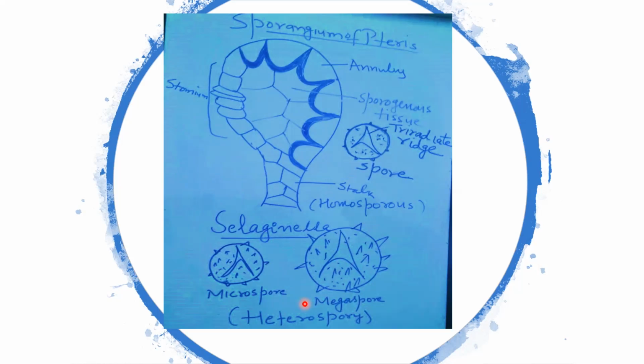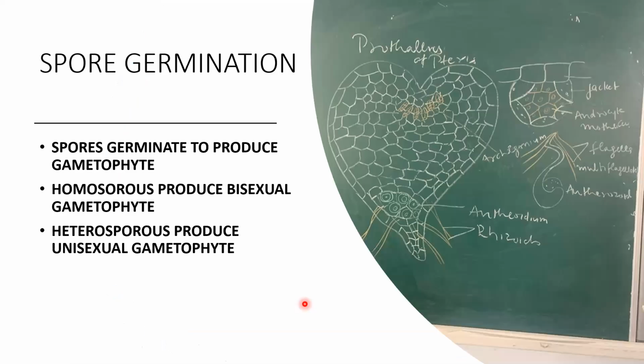Now, germination of the spore may occur inside the sporangium only, and if they start germinating inside, this is called endosporic, and if it comes out and germinates on the soil, this is called exosporic. Now, spores after dehiscence of the sporangium will fall on the soil. When they get suitable temperature, moisture, and nourishment, they will start germinating.